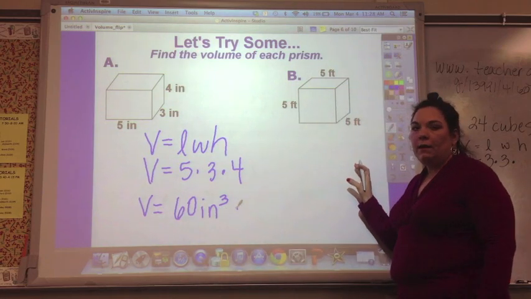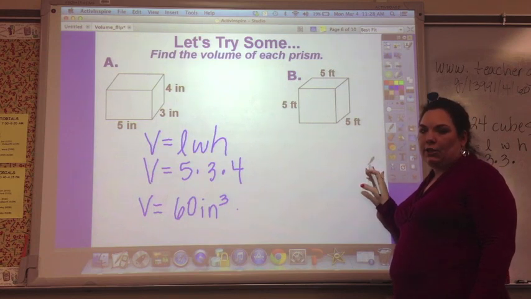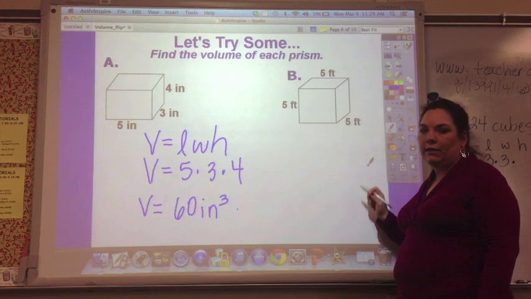And now try B and see if you can find the volume of this cube, and come back and check your work, and then you'll continue learning more.